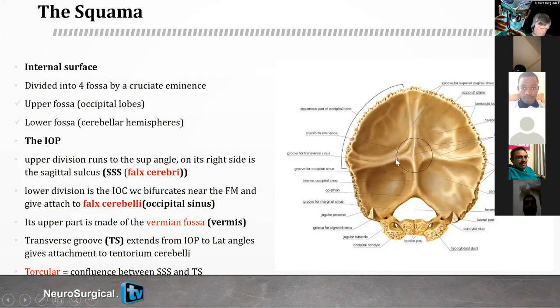On either side of the internal occipital protuberance is the transverse groove, which lodges the transverse sinuses and extends from the internal occipital protuberance to the lateral angles. You can see it. This part gives attachment to the tentorium cerebelli. There is a confluence between the superior sagittal sinus and the transverse sinus. This confluence forms the torcular, or the confluence of sinuses, as they call it.